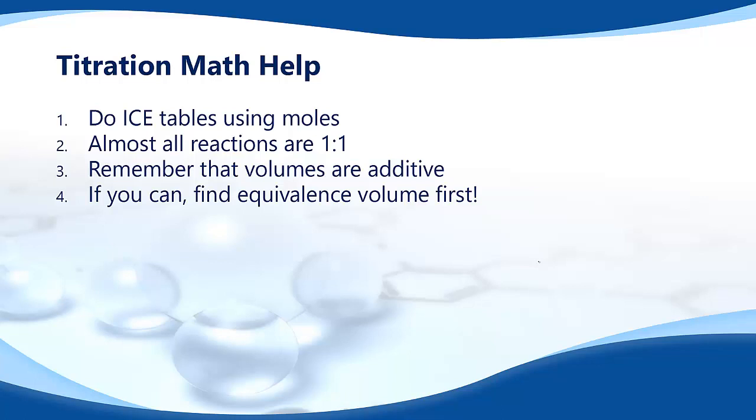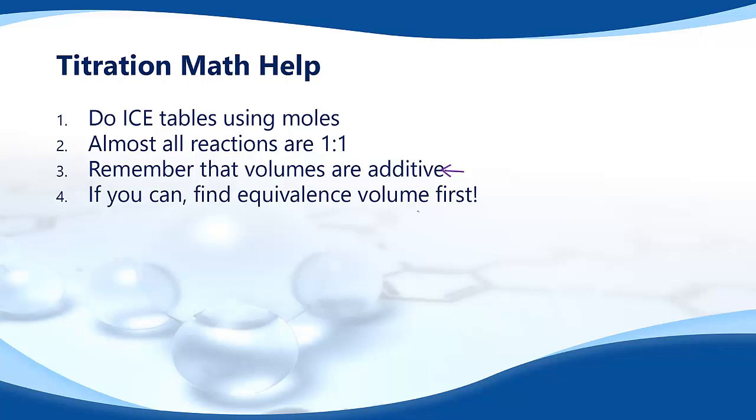Volumes are additive, so if you're adding a base to an acid, when you're finding the final concentration or final pH, make sure you add together the two volumes to get the final volume of the solution. This one right here, this little piece right here, that volumes are additive. This is the single biggest problem people have when doing these types of calculations. They forget that volumes are additive, divide by the volume of one of the two, and wind up with the wrong answer.